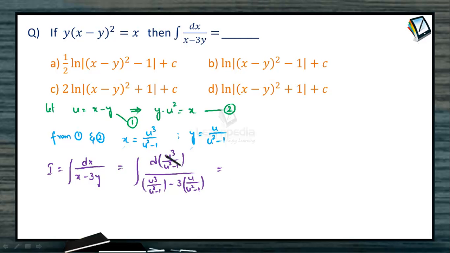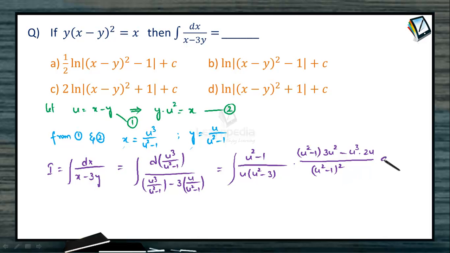So let us find the derivative of this numerator factor. It is in the form u by v, so differentiation of a rational function, and in the denominator the LCM being (u square minus 1) whole square, we'll place it in the numerator. So it is (u square minus 1) times the derivative of u cube, that is 3 times u square, minus u cube times the derivative of (u square minus 1), that is 2u, all by (u square minus 1) whole square, du, right? Now we have separated the du factor also.